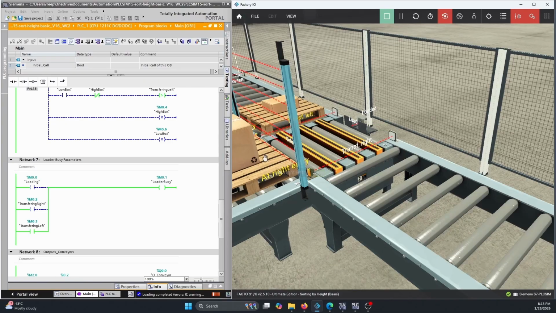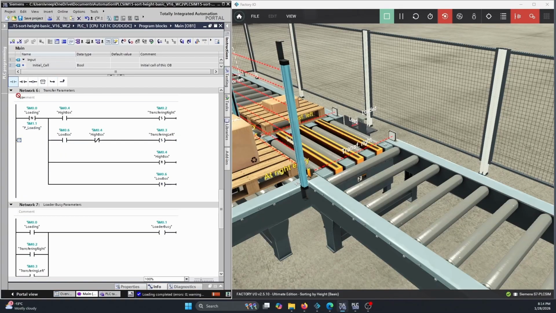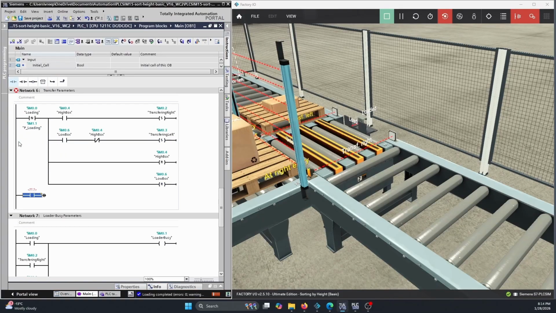Okay, let's do that next, guys. The other two parameters were transfer left and transfer right, right? So let's go to those parameters that turn those on. Let's find our transfer parameters here. Okay. So we reset the high box and the low box, but we didn't reset transferring left or transferring right. So let's do that now, guys. Let's throw in another rung here. Okay, we need an instruction here.